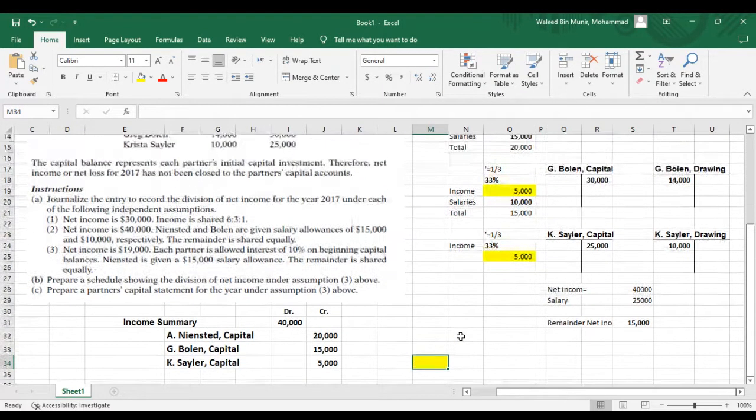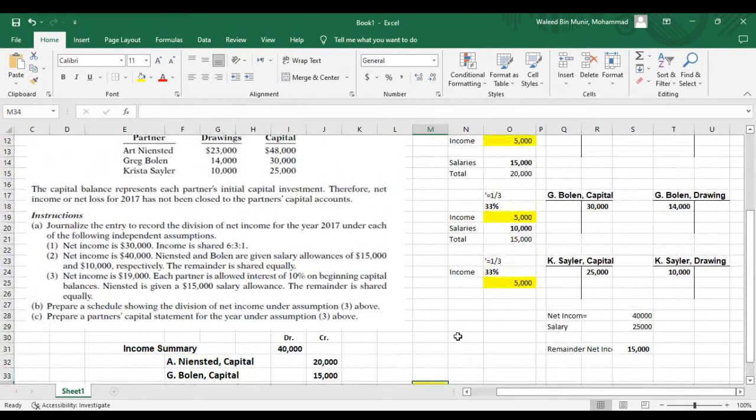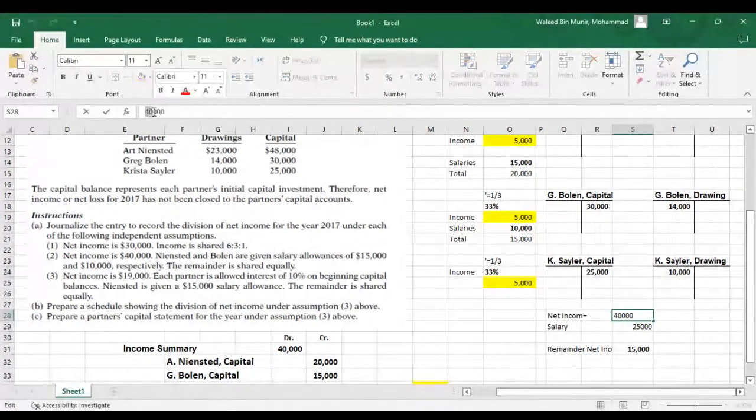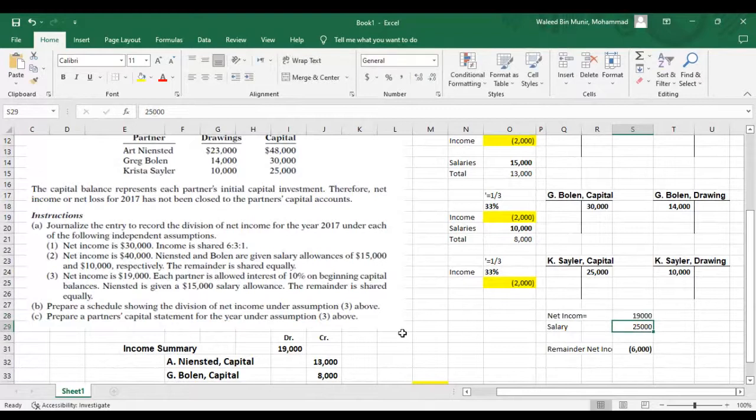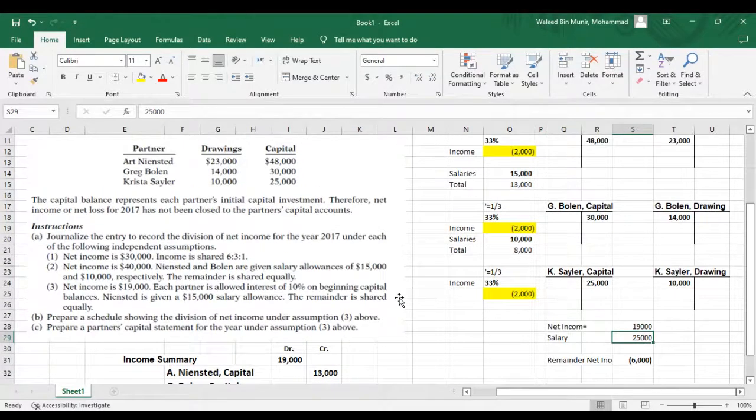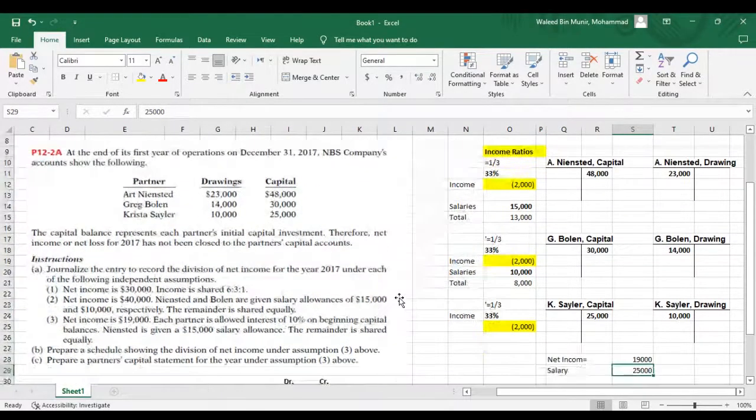Same question, another scenario. What is this scenario? Instead of this one, now net income is 90,000. 19,000. Okay, just another scenario. Each partner is allowed interest of 10% on beginning capital. So first we will calculate their interest.